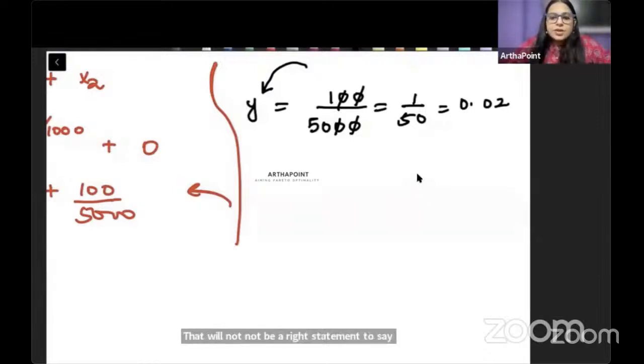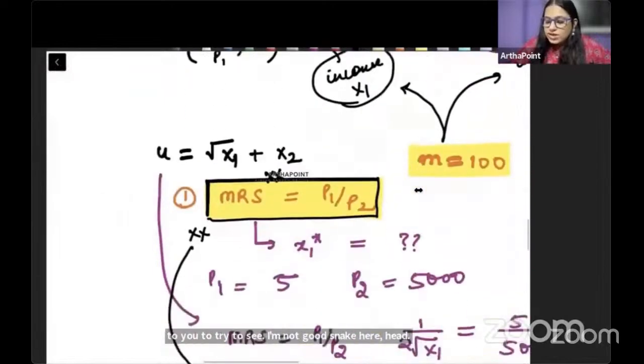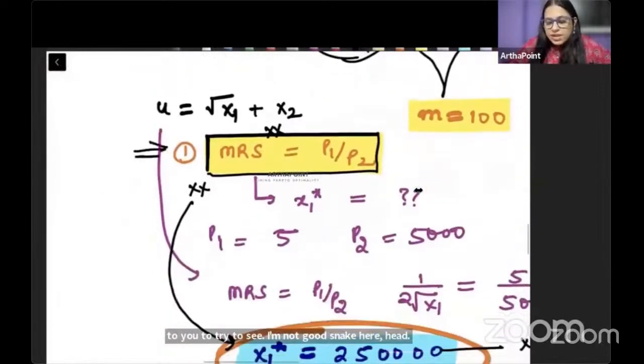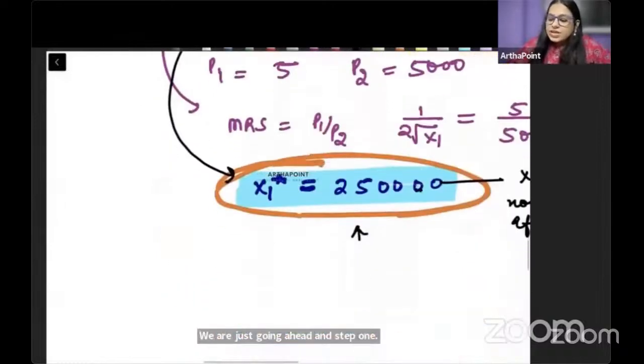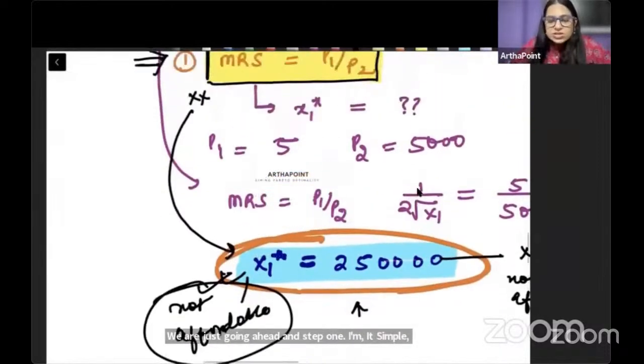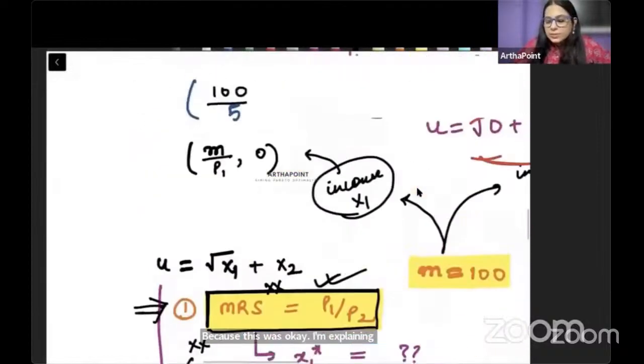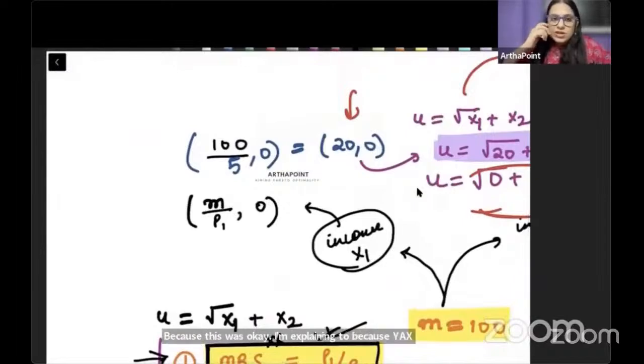Okay. So I hope now this question is clear to you. Try to see, we have not done anything special. We are just going ahead with step 1. We equated the MRS with the price ratio. After equating, the x that came was not affordable. Simple, not affordable. So because this x is not affordable, there are only two options left.